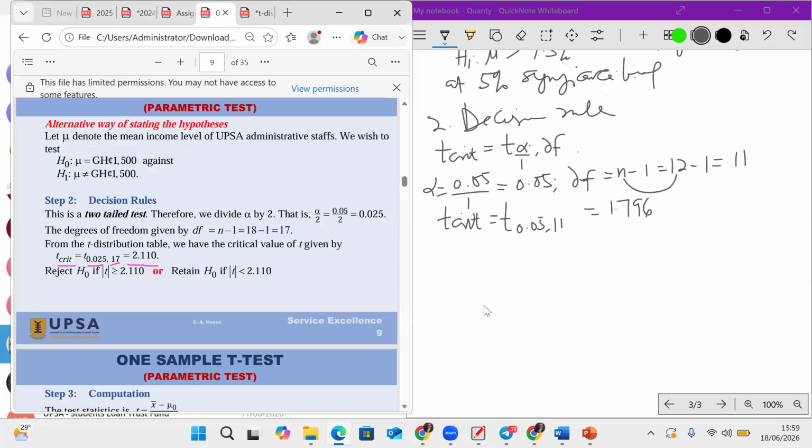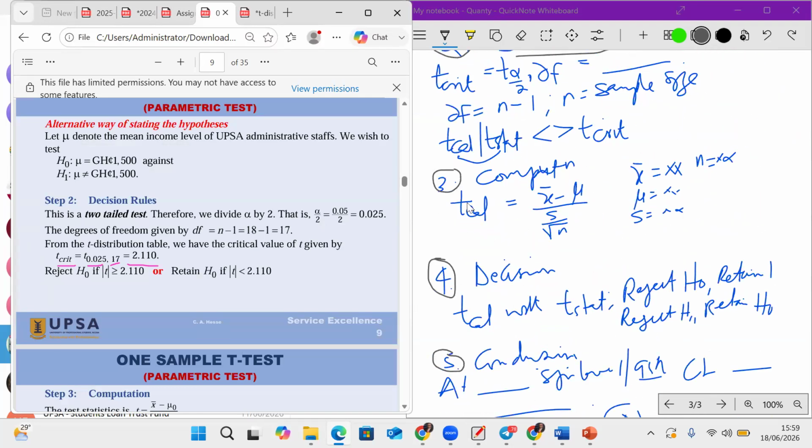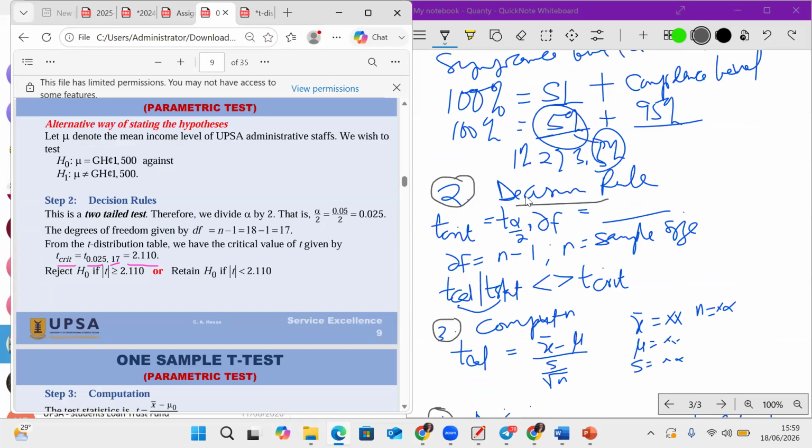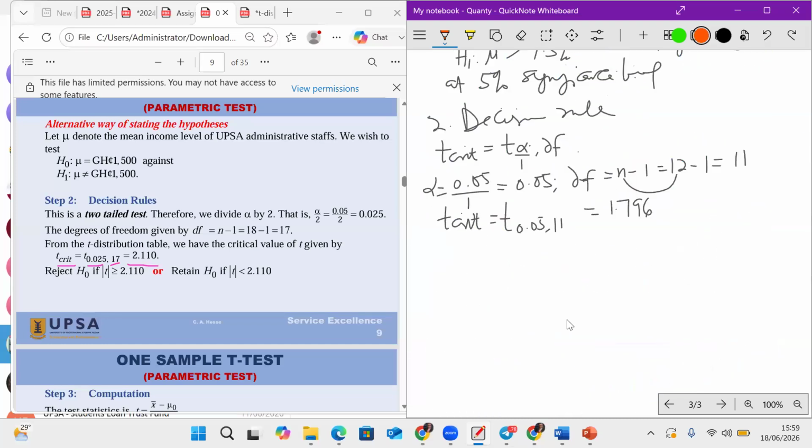Let's continue. What is the third step? So we are done with this. When you are finished with this, what did we say? At point 3, when you are done or through with the T crit, what do you do next? You come and state this. You come and compare the T cal. You say, I'm comparing the T cal with the T crit, whether it will be more or less. You make a decision.